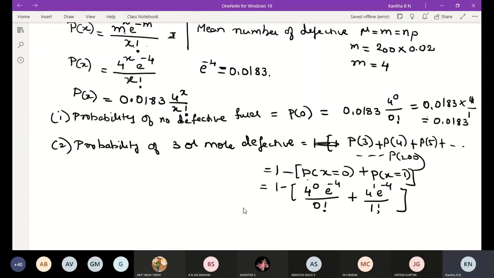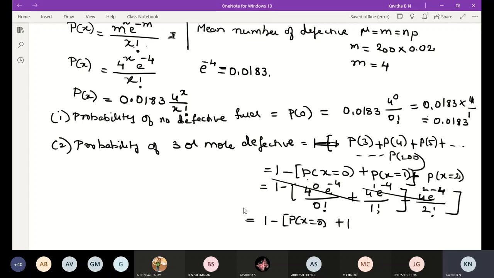No. Here one more we have to add, plus P of x is equal to 2. Probability of 3 or more defective means plus 4 into e to the power of minus 4, 4 to the power of 2 divided by 2 factorial. Okay, once again I will write, observe here. Probability of 3 or more defective means 1 minus P of x is equal to 0 plus P of x is equal to 1 plus P of x is equal to 2.